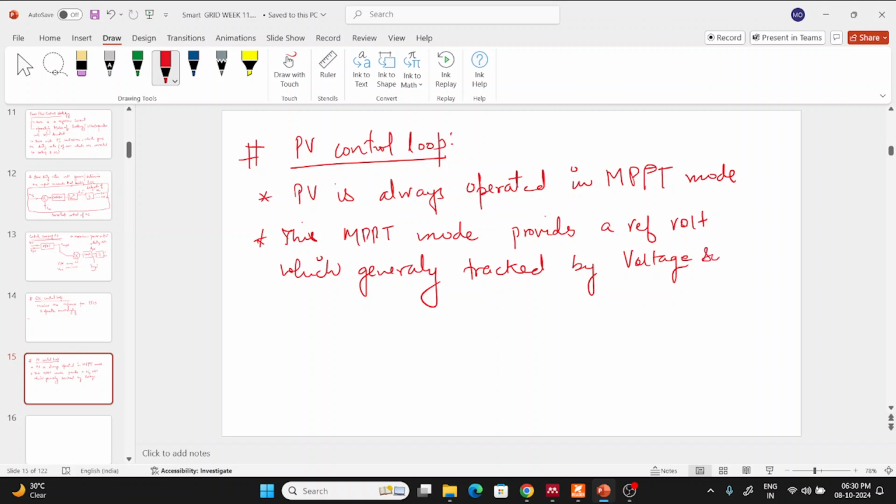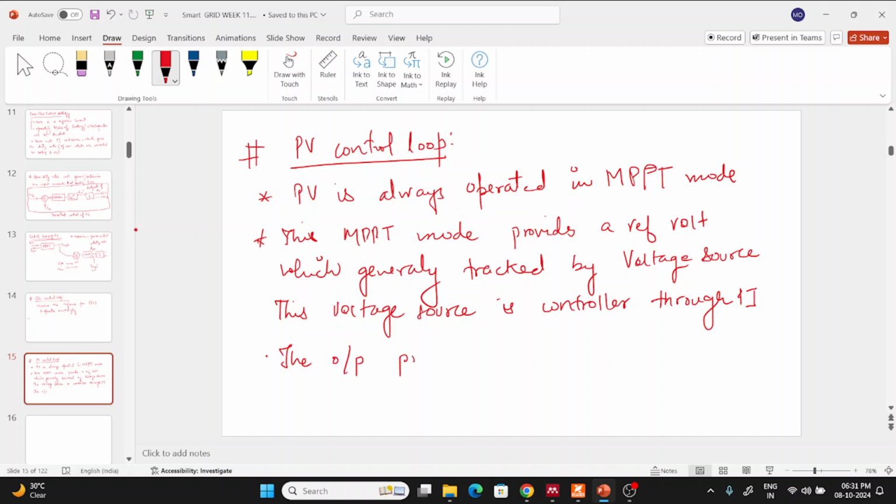Voltage source. This voltage source is controlled through PI, and the output is produced by the help of duty ratio. इसी से क्या होता है, कन्वर्टर का क्या ड्यूटी रेशियो होगा वो डिफाइन होता है.